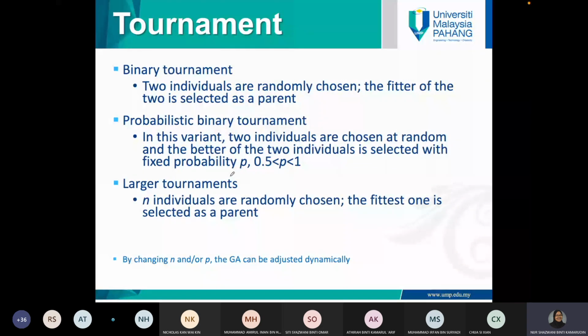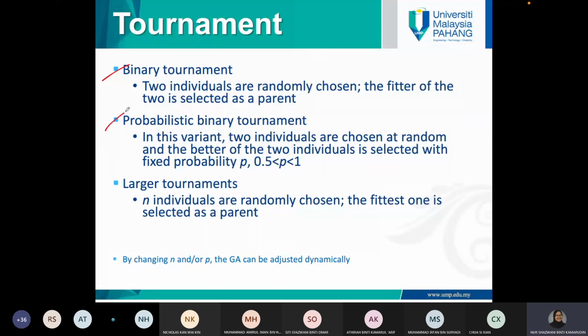And the binary tournaments. Tournament has 3 kinds. The first one is binary tournament. Binary tournament is when 2 individuals are randomly chosen. The fitter of the 2 is selected as the parent, meaning the fittest one.